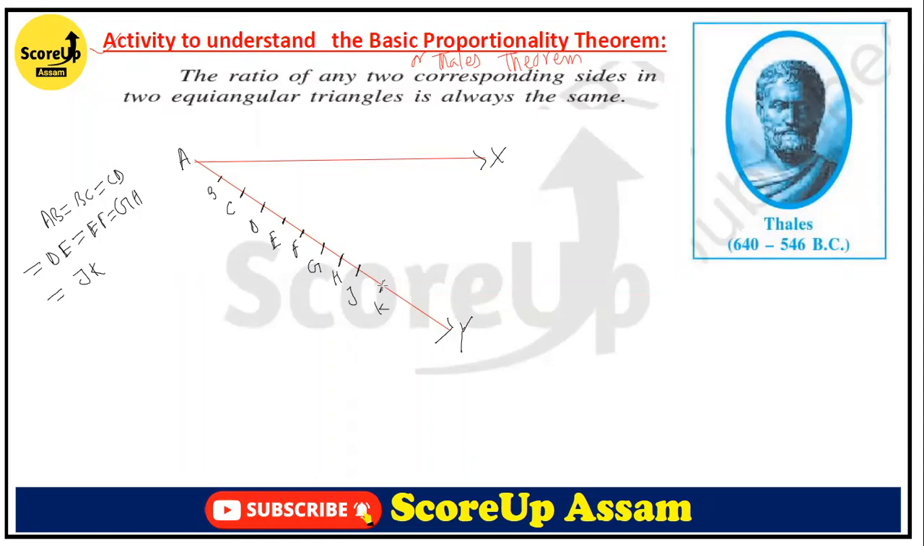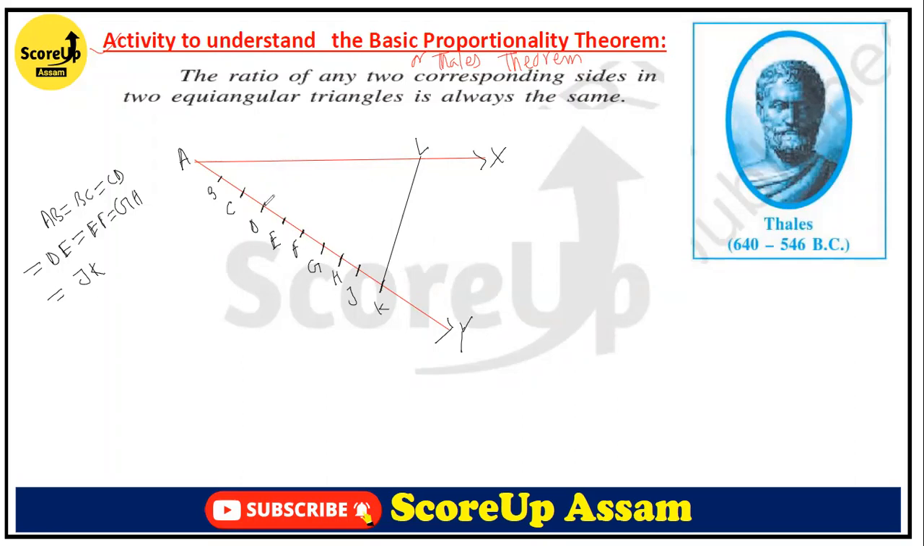Okay. Now, if we join a line from K to two points. Suppose this point is L. L is the point on the line AX. And suppose if we join these two points, so it will form a triangle.